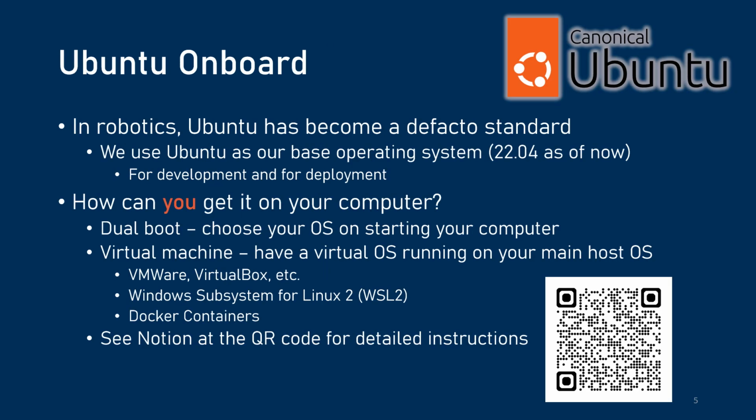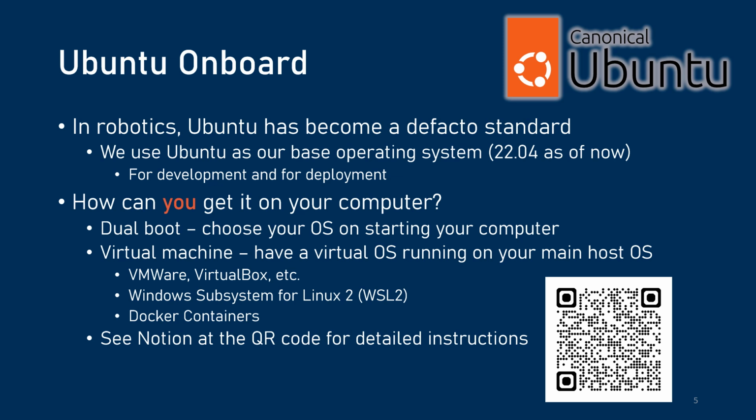So, Ubuntu is on board all of our robots. In robotics, it's become a de facto standard. We use 22.04 as of now, so that version means it's from April of 2022 essentially. It's a long-term support variant, so we don't have to upgrade for a while. And we use Ubuntu both for development on our personal machines and deployment on our robots.